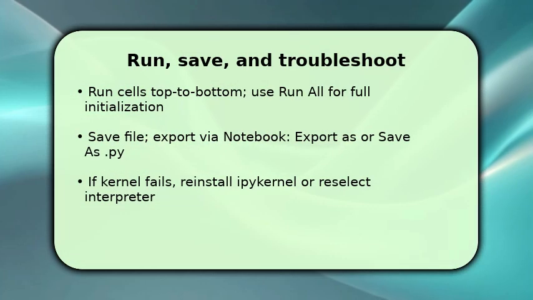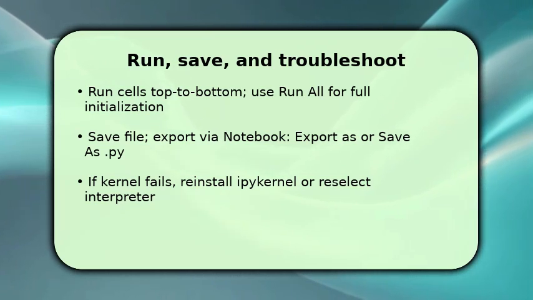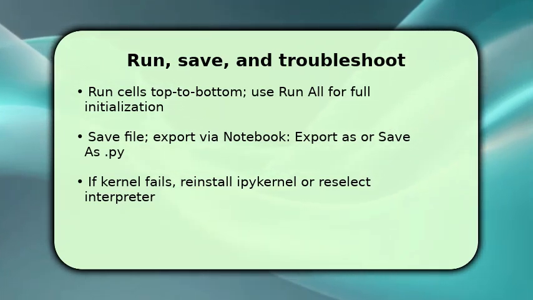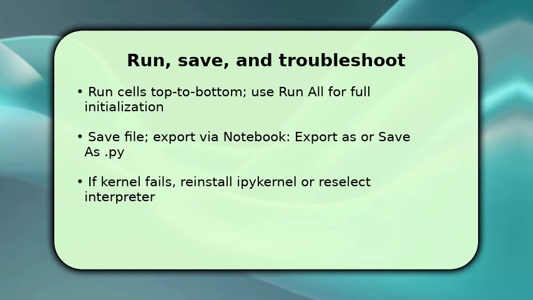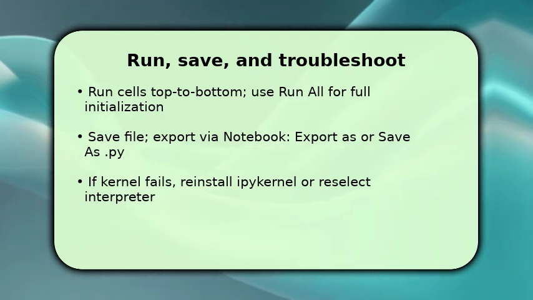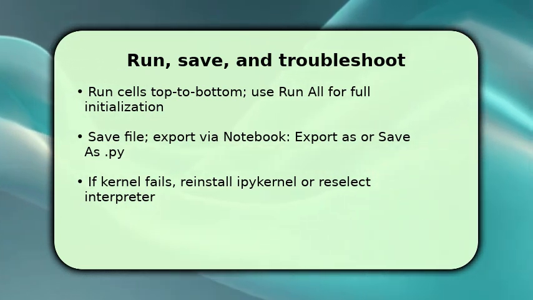Finish by running your cells and saving the notebook. Use Run All to execute every cell in order, then save with Ctrl+S. If you need a script, use export or save as to create a .py file.